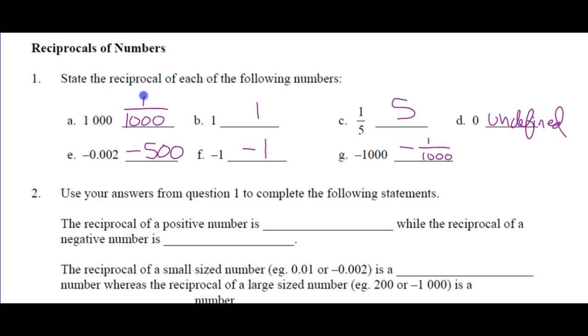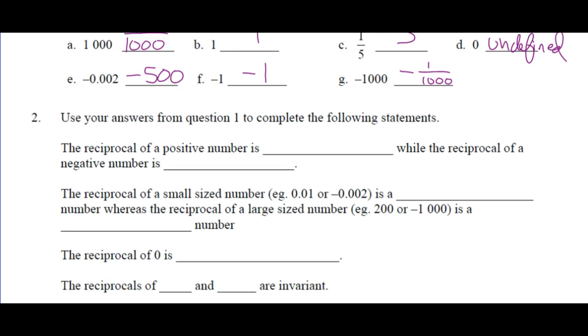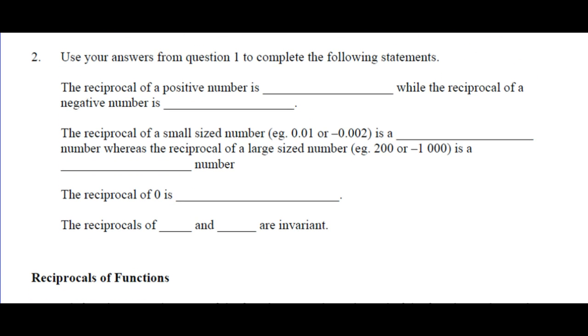So use your answer from question 1 to complete the following statements. The reciprocal of a positive number is, well, the reciprocal of a negative number is. So we don't change the sign. Taking the reciprocal, we are not changing the sign of the number. If it's positive, then the reciprocal is positive, and if it's negative, the reciprocal is negative. The reciprocal of a small size number, 0.01 or negative 0.02, is a large number, whereas the reciprocal of a large size number, like 200 or negative 1,000, is a small number.